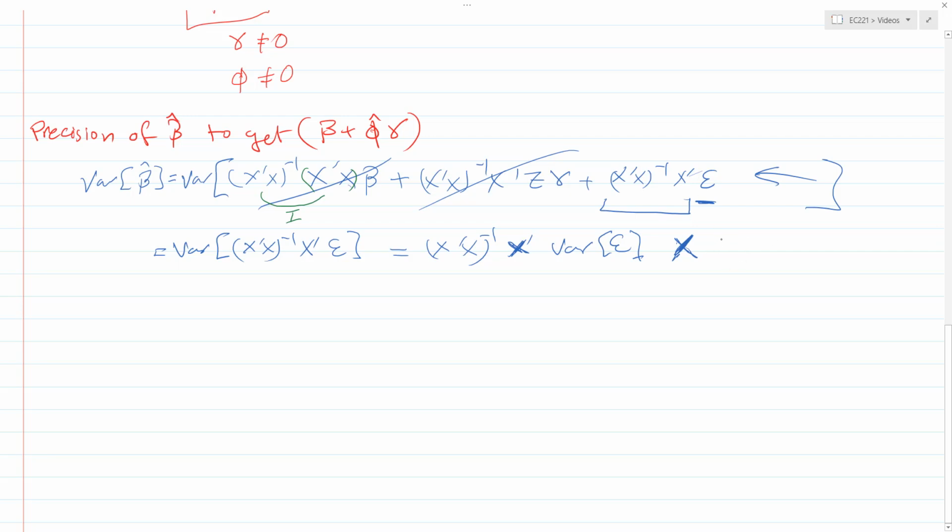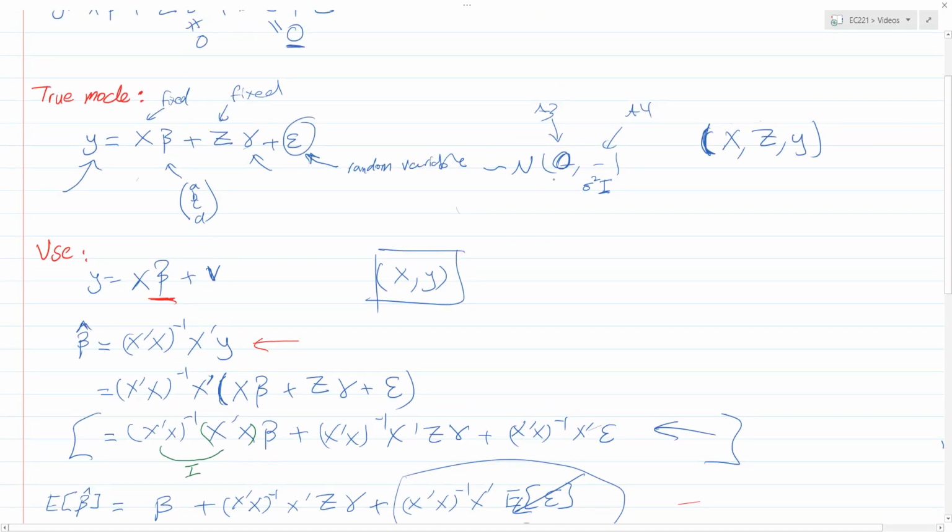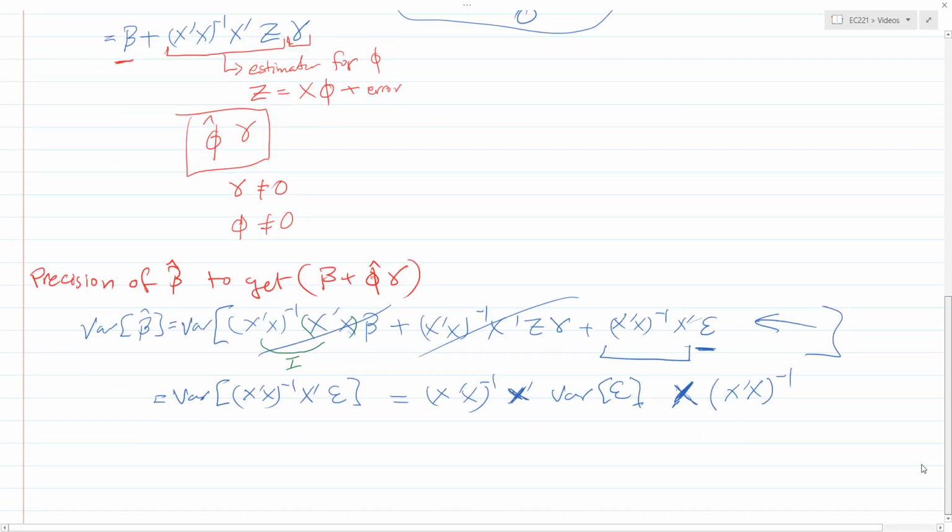So what's the inverse of x prime x? It's the same, x prime x, and the inverse of that. Now if we go back, what's the variance of epsilon? We said it's normally distributed with an expectation of 0 and a variance of sigma squared I. Alright, so that's an easy result. So this is sigma squared I.